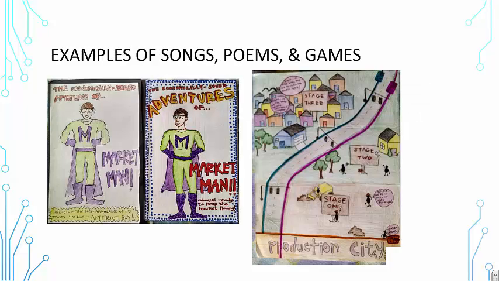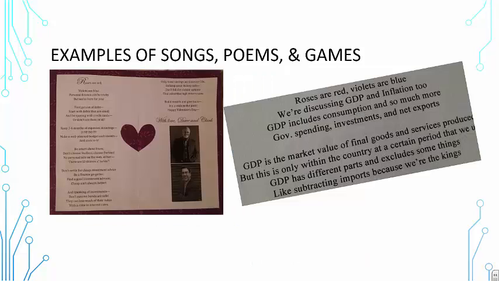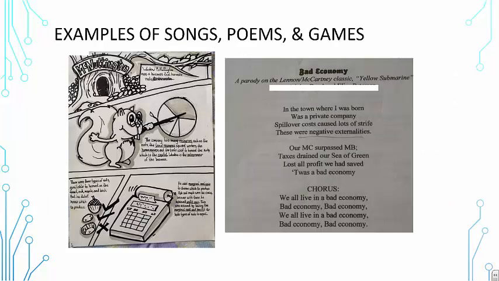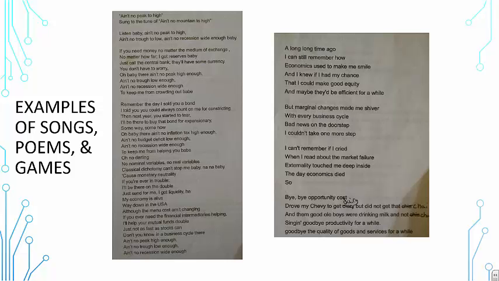Here are cartoons. The two on the left are booklets telling the story of Market Man, and Volume 2 is Market Man and his trusty sidekick Antitrust Boy. Here are two poems. Here's another cartoon and a bad economy parody of Yellow Submarine. Some of the best songs include American Pie, that is, Bye Bye Opportunity Cost, and Ain't No Mountain High Enough became Ain't No Peak High Enough.